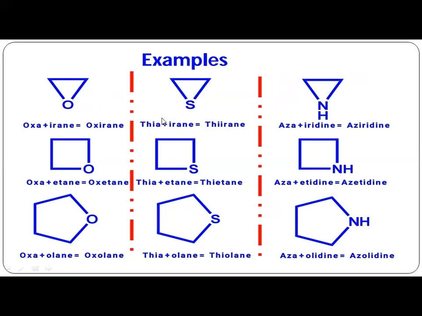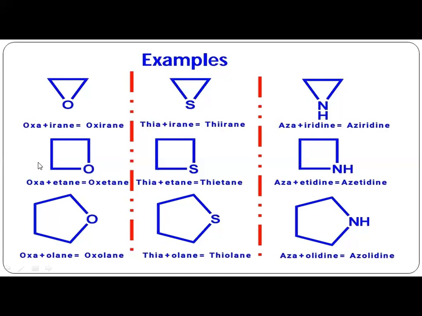So for sulfur, this is thia, so its name will be thiirene. Okay, next one is a 3-membered heterocyclic ring, which is saturated, and our heteroatom is nitrogen. For nitrogen we are going to use aza, and its suffix will be iridine. So its name will be aziridine.